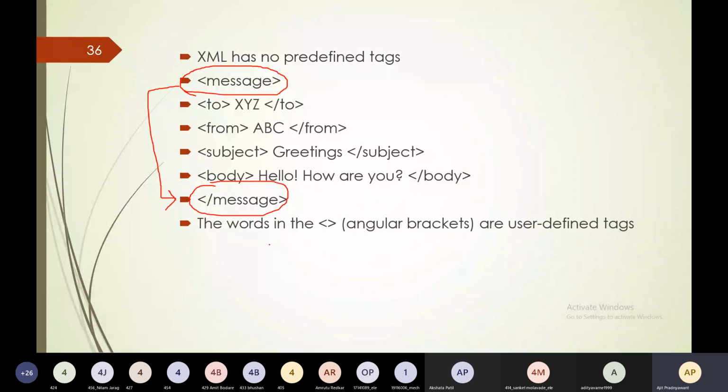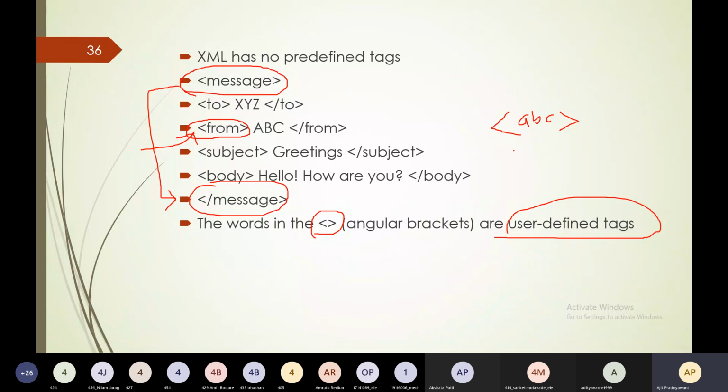The words in these angular brackets are user defined tags, and all these tags are user defined. You can define your own tags. This "from" is user defined. You can define the tag like this, A, B, C. This is the user defined tag. This is the start of the tag, and this is the end of the tag. And inside it, you can have your data over here. This is called user defined tags.